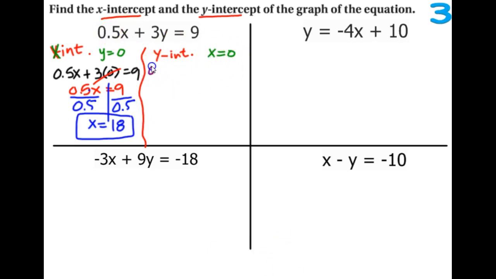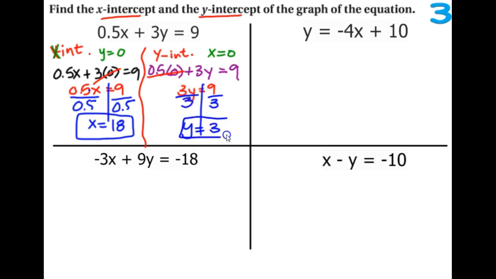Alright, over here we have it 0.5 times x, and x is now a 0 on this one, plus 3y equals 9. Well, anything times 0 is 0, so we have 3y equals 9. And then last, divide by 3. So y would equal 3. We could graph those if we wanted to. Let's try a couple more.